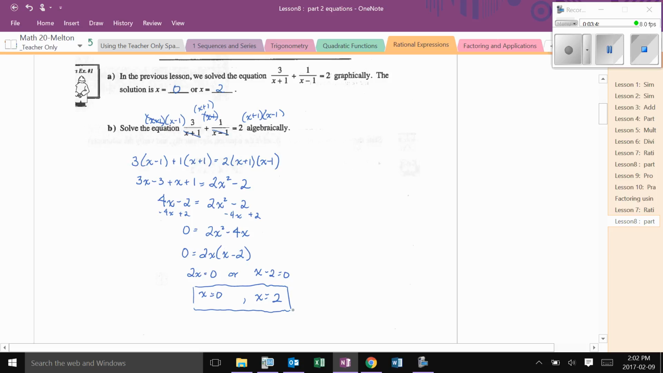At the same time, I know we did that before, but it's always good to remind ourselves of the non-permissible values. The non-permissible values come from the denominators, so we can't have x plus 1 equaling 0, so x cannot be negative 1. Similarly, x minus 1 cannot equal 0, so x cannot equal positive 1. Since our solutions are neither negative 1 nor 1, both of our solutions stand. Good.